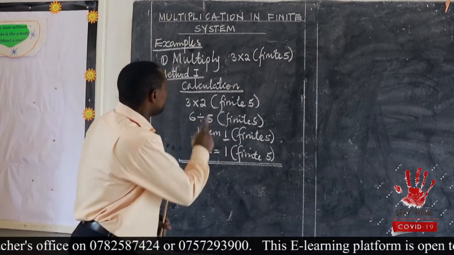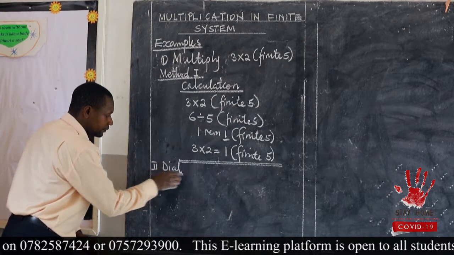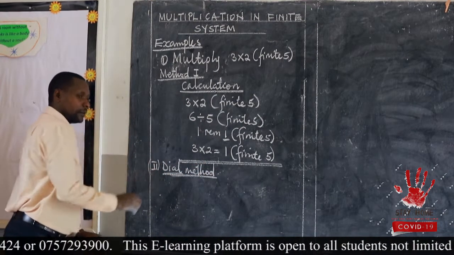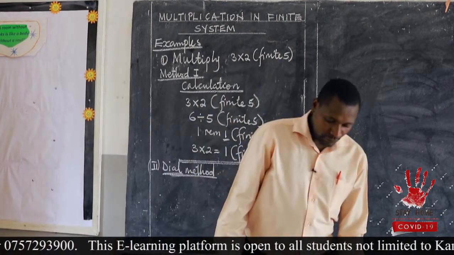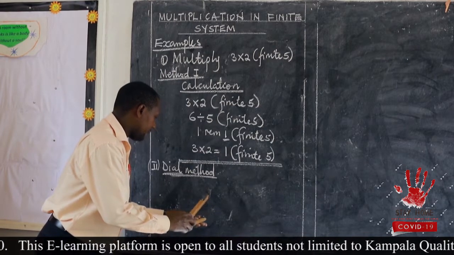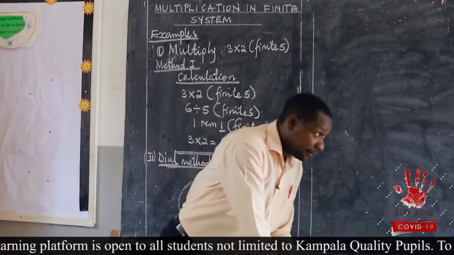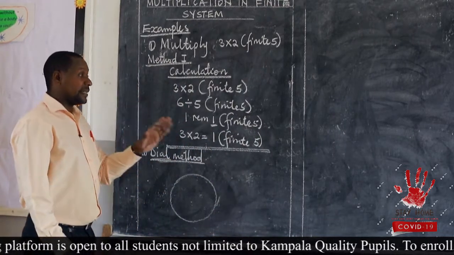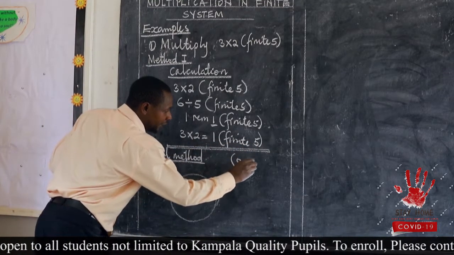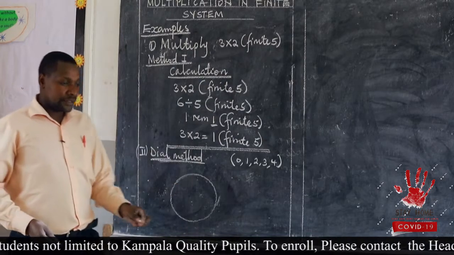Somebody is asking, which other methods are you talking about? Method 2 is going to be the use of a dial, or what you call the dial method. How do you go about this? You all know how to draw a dial. It is like a clock face. Remember, as I make this dial, note the digits that are supposed to be used in finite five. The digits to be used will be 0, 1, 2, 3 and 4. We can't go beyond this if I'm going to use my dial.